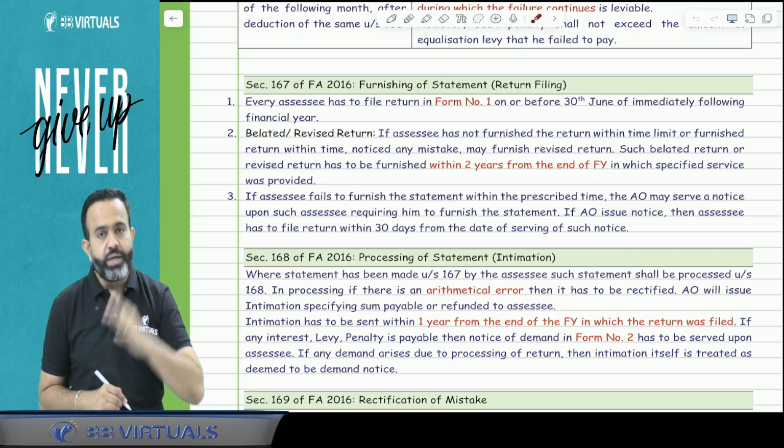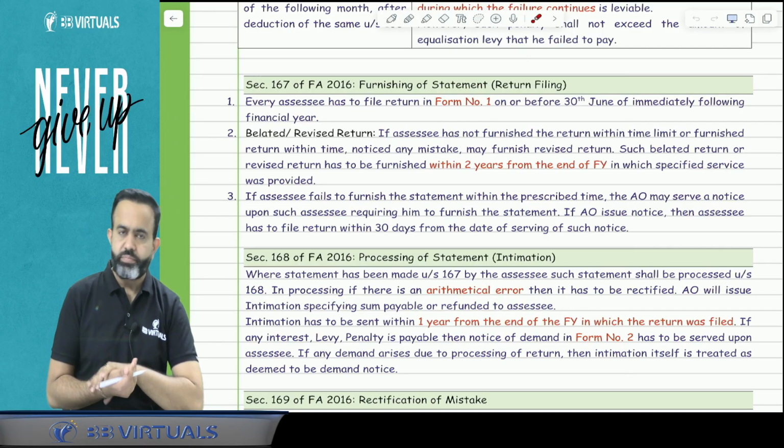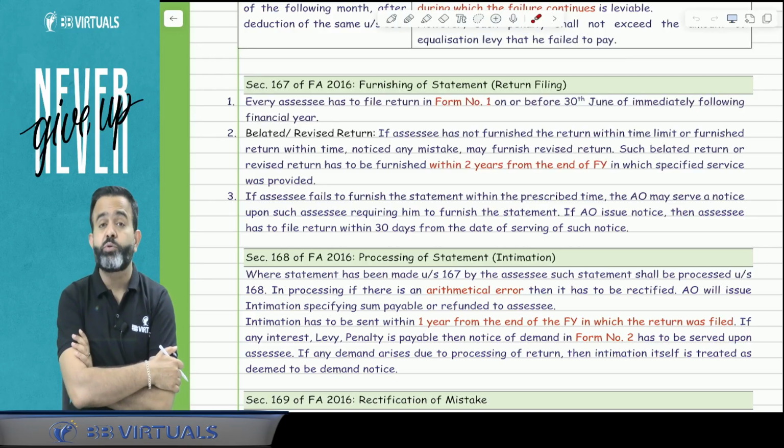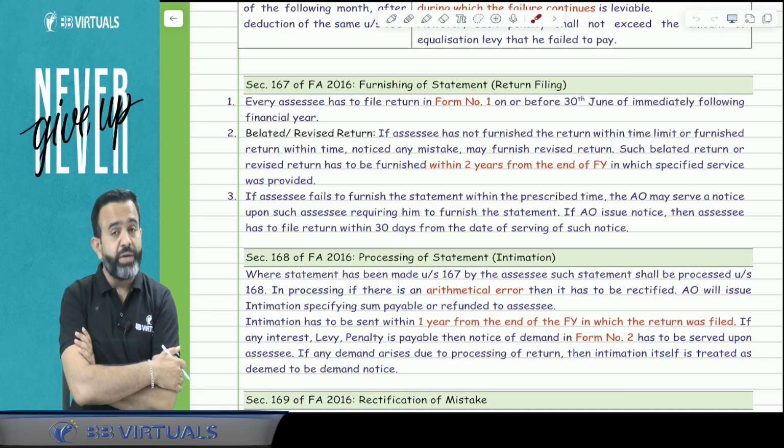Form number 1. Now guys, suppose if the equalization levy return is filed, but there is any mistake, then is a revised return possible or not? Answer is yes, it can be revised.